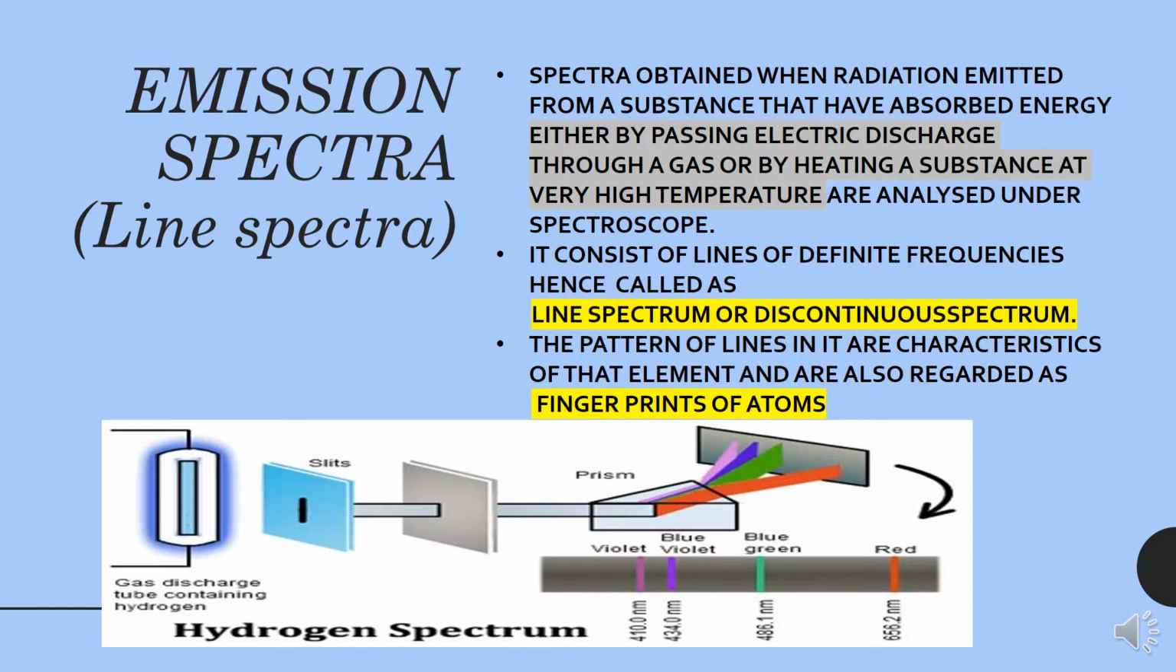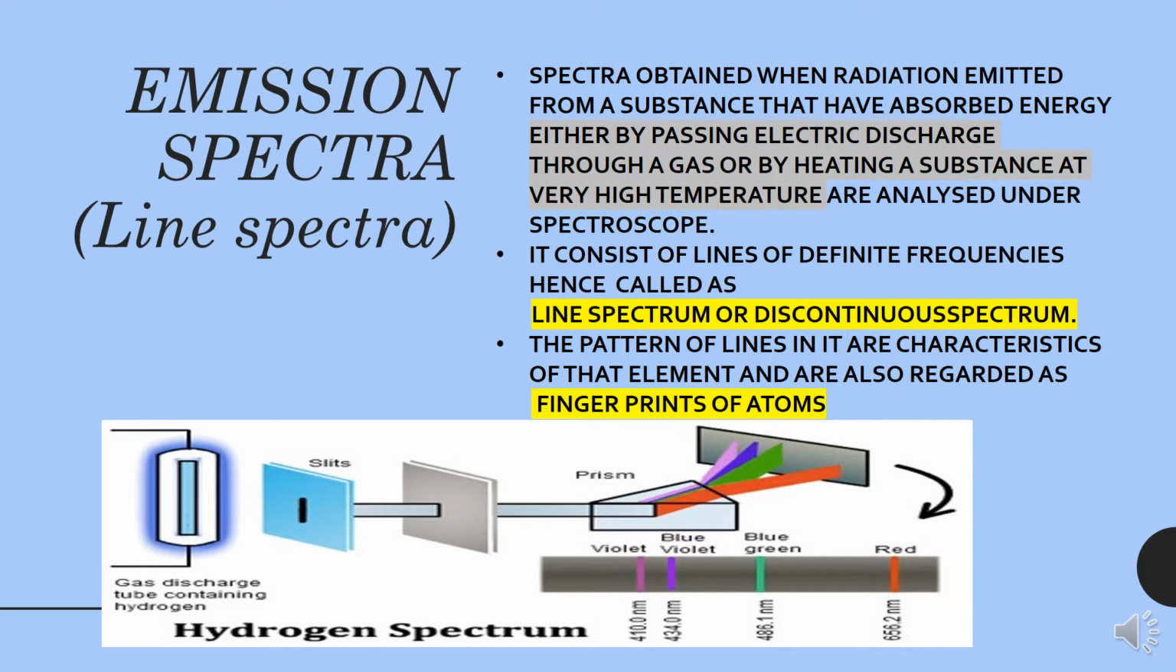if we pass electric discharge through a gas or we heat a substance at a very high temperature, at that time the atom acquires an excited state, and when it returns back to the normal state, it emits certain radiation. These radiations, when analyzed under a spectroscope, give specific lines of specific wavelength in a dark-colored spectrum. Here you can see that as it is a discontinuous spectrum, this is also called a line spectrum, because it is observed as certain lines of specific wavelength.